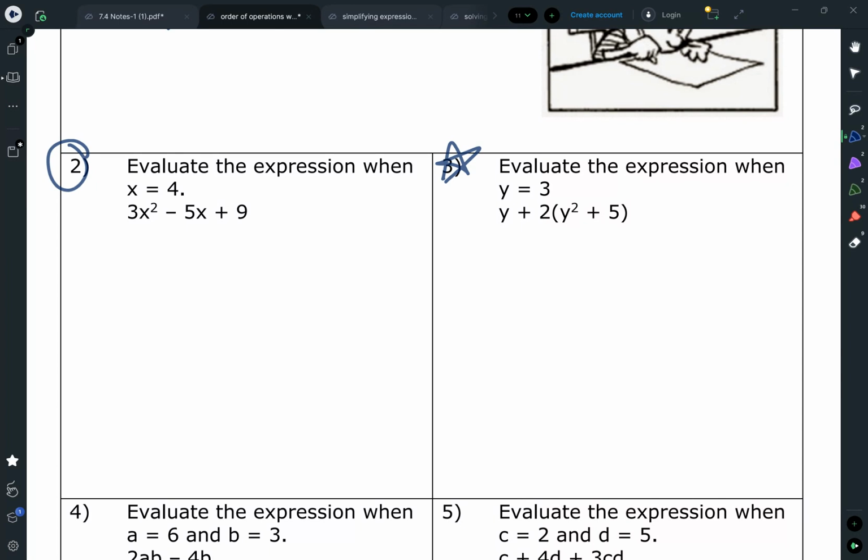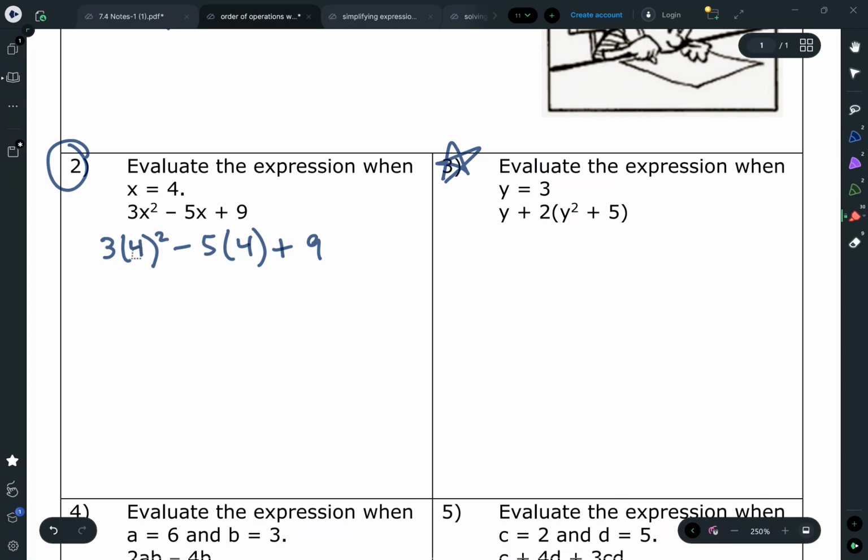So on problem 2, I want to put x equals 4. I want to substitute 4 for x. So that means I will have a 3 times 4 squared minus 5 times 4 plus 9. Whenever I substitute, I always use parentheses to show where I'm substituting. Order of operations would say to do my exponent first. So I need to take the 4 and square it. And 4 squared means 4 times 4, so it's 2 factors of 4 that I'm multiplying. This is going to be a 3 times 16.